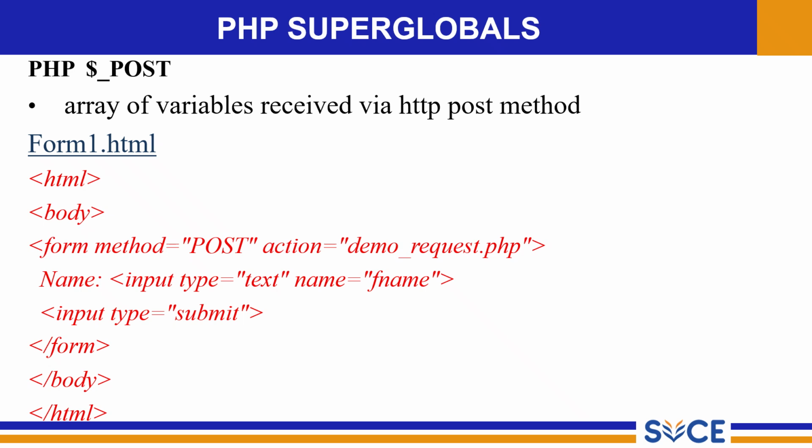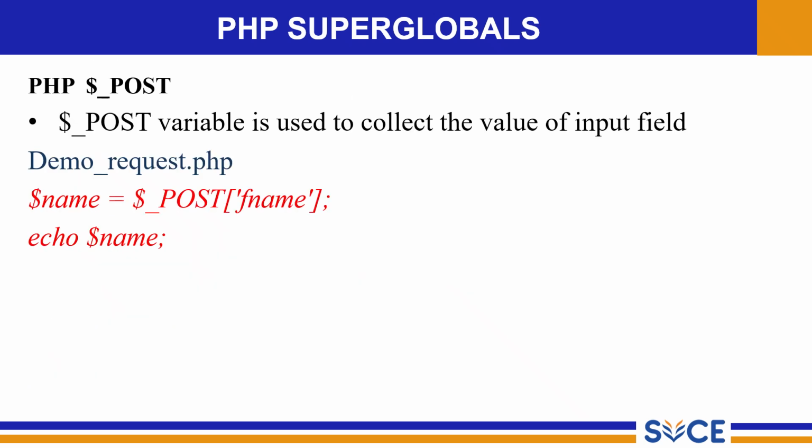Next, we will see about the demo_request.php, which is an action file that will be executed when this form1.html data is submitted to the server. In the action file, we can use the $_POST variable to collect the value of the input field by specifying the name as shown here. $_POST['fname'] has the value of the input field of the HTML form, which is assigned to $name and then displayed through the echo statement.